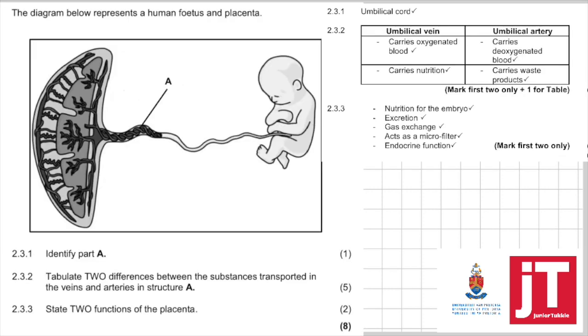Right. 2.3. The diagram below represents a human fetus and a placenta. 2.3.1. Identify part A. Now, part A, you all know that is the umbilical cord. 2.3.2. Tabulate 2 differences between the substances transported in the veins and the artery in structure A. So the A, you're talking about the umbilical vein and the umbilical artery.